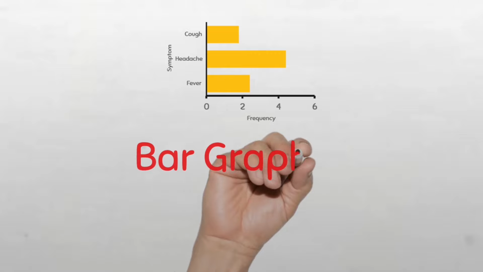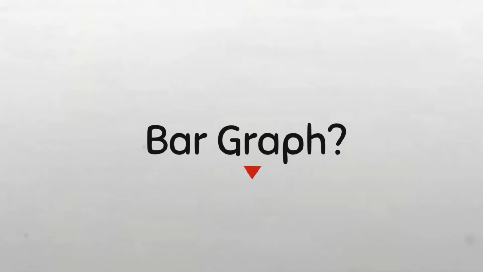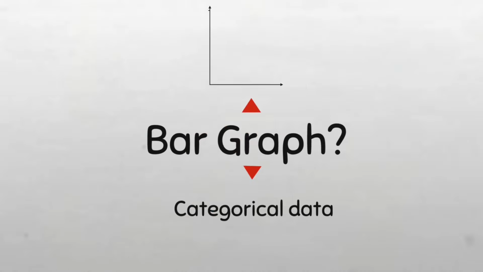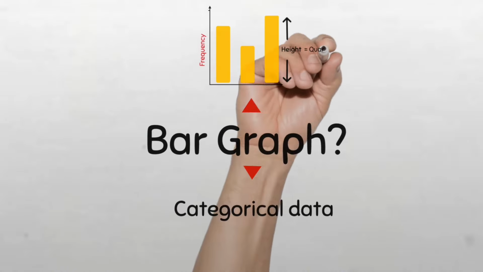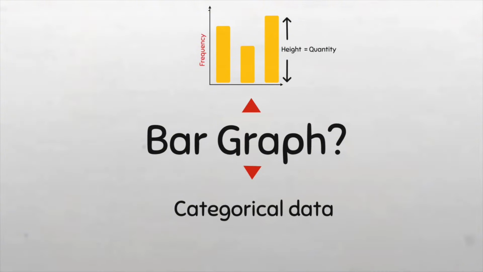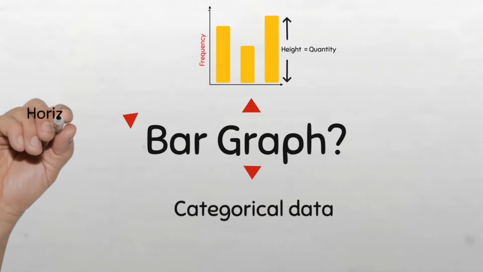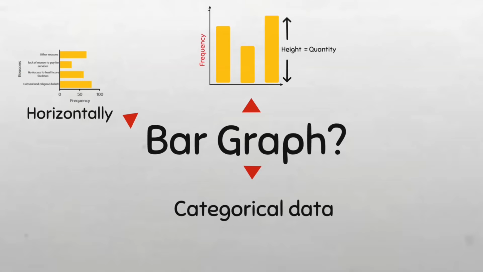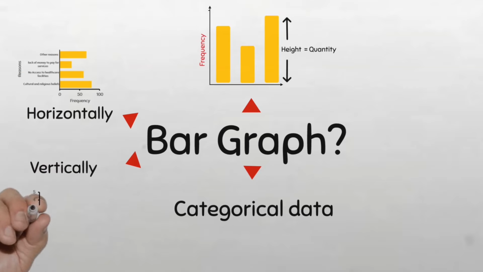So what is a bar graph? A bar graph is a pictorial representation of categorical data using bars. The height or length of each bar is proportional to the frequency or the quantity of the underlying data value. The bars can either be displayed horizontally as horizontal bar charts or vertically as column charts.